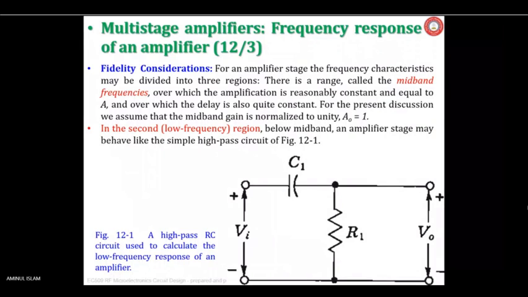So in the mid band frequency, the gain remains almost constant, and in the low frequency, with the frequency, you will see the gain is changing, and the same thing will happen in the high frequency also. As you increase the frequency in the high frequency band, you'll see that gain is falling. Okay. In the low frequency band, if you increase the frequency from zero frequency to higher frequency towards the mid band frequency, then the gain will keep on increasing.